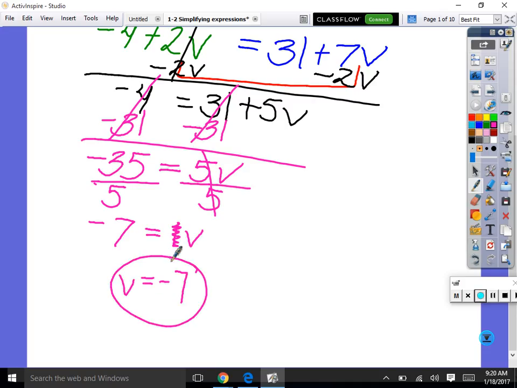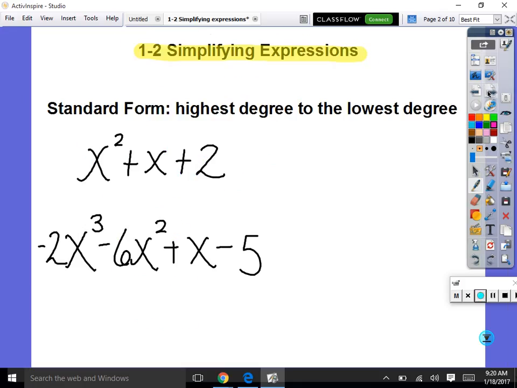How many of you got it right? Cool. How many of you saw your mistake? That's good too. Awesome. Those of you that saw your mistake and were able to say, oh, now I see what I did wrong, that's just as good. Okay, so that is the level we expect for solving linear equations. Any questions? Okay. All right.